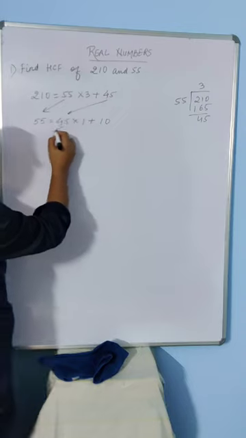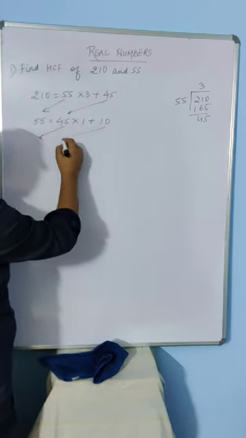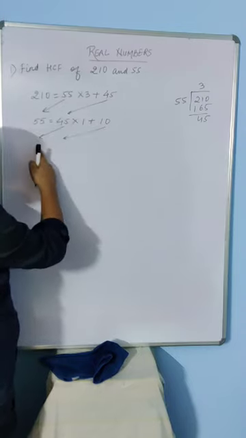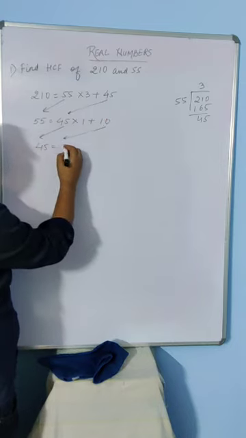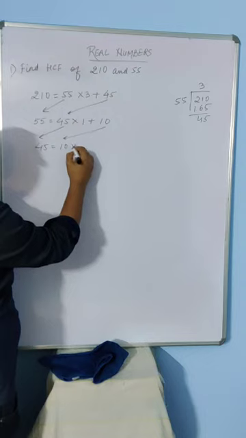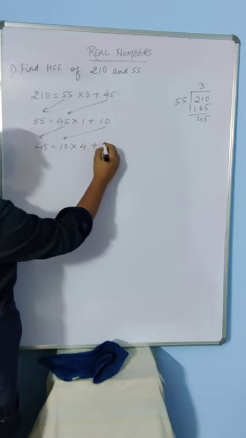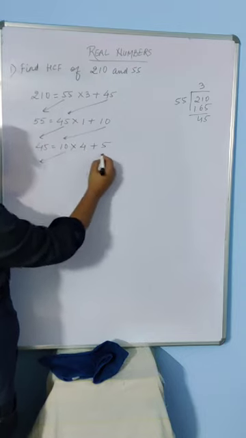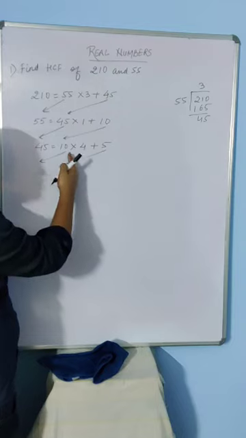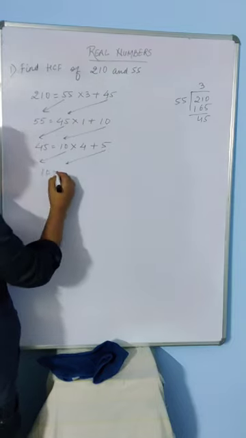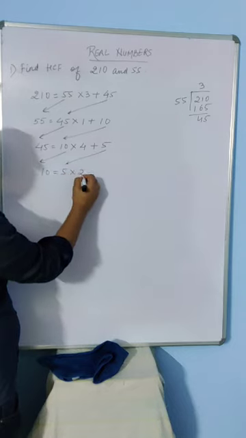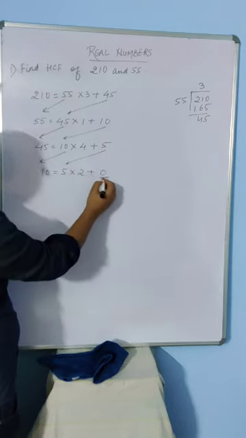Again applying the same, the divisor becomes the dividend, the remainder becomes the divisor. 45 by 10 goes 4 times, the remainder is 5. Again the same, the divisor becomes the dividend and the remainder becomes the divisor. So 10 is perfectly divisible by 5 and the remainder becomes 0.